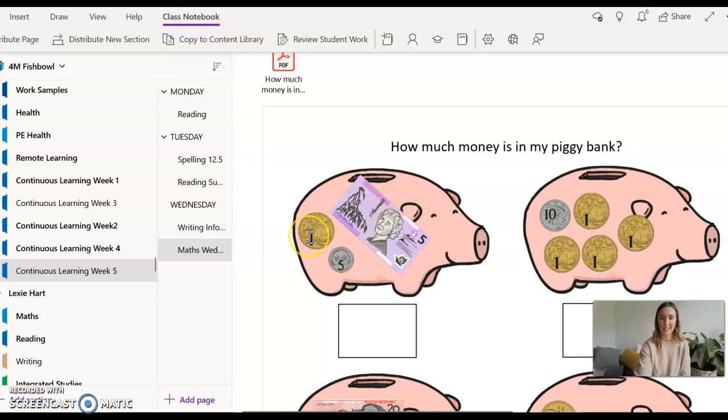So I've got $6.05. Now that's a tricky one. Let me go through how we write that. I'm going to show you what a common error is.